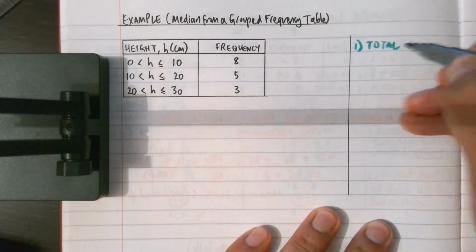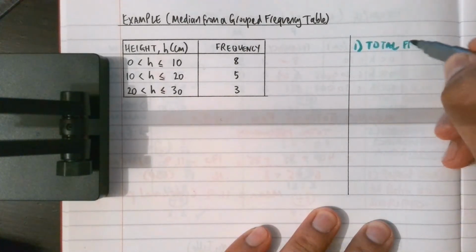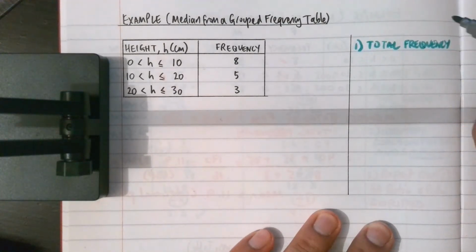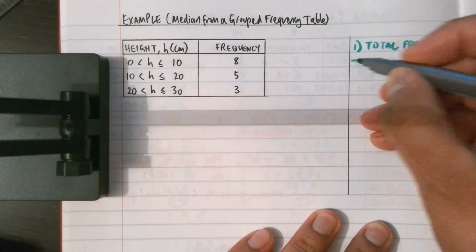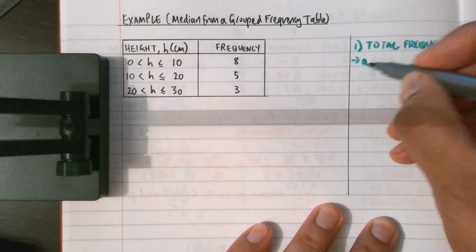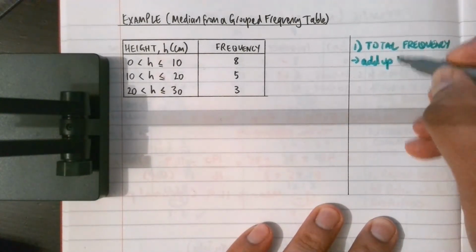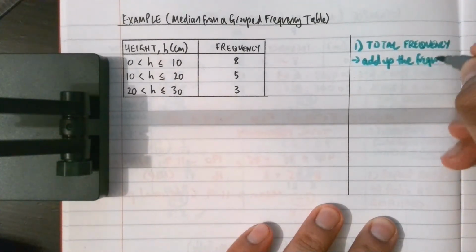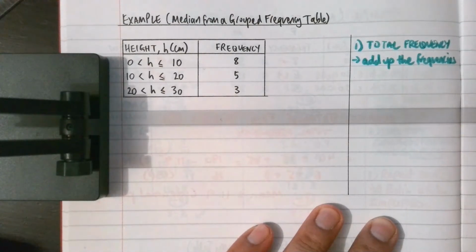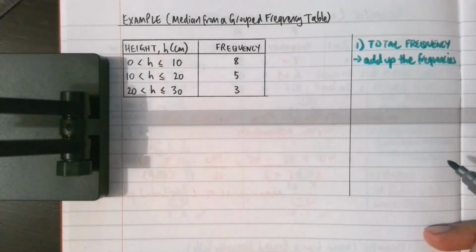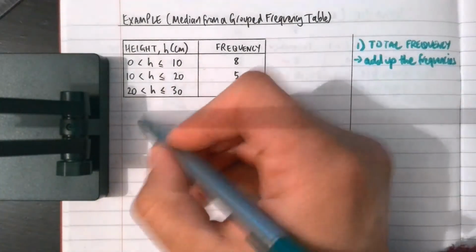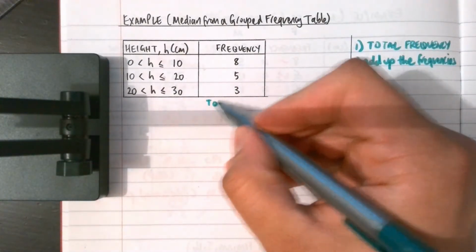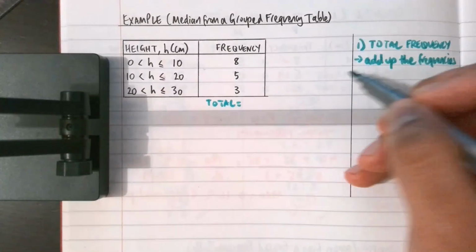So to find the median from a group frequency table, the first step will be to work out the total frequency. To work out the total frequency, we're going to add up all the frequencies that are given in the table. Those frequencies basically tell us that there are 8 plants that have heights of between 0 and 10 centimeters. There are 5 plants with a height of 10 to 20 centimeters. There's 3 plants with a height of 20 to 30 centimeters. We don't know their heights exactly, but we know they're in those ranges, right?